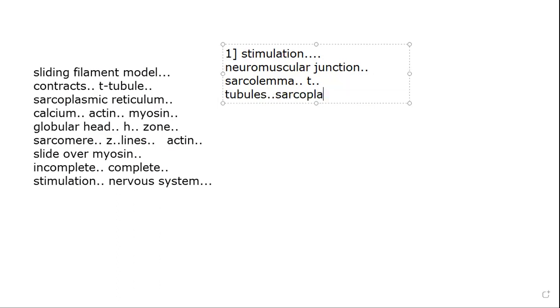What is the sarcoplasmic reticulum? The sarcoplasmic reticulum is the endoplasmic reticulum of the muscle cell. It is known as the sarcoplasmic reticulum.